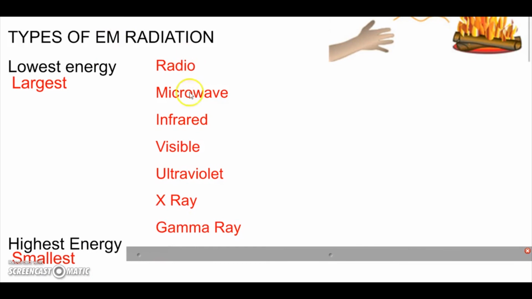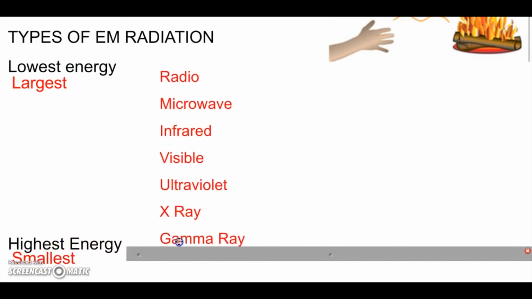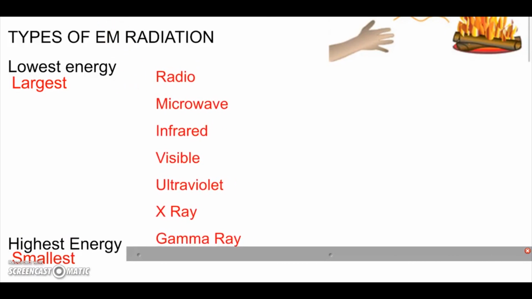Now, we talk about these more in depth later, but I just want you to know there are different types of EM radiation right now, and that the lowest energy is also the largest, and that's radio waves. Going all the way down to the highest energy is the smallest, tightest waves, and those are gamma rays. And so that's it for the notes.